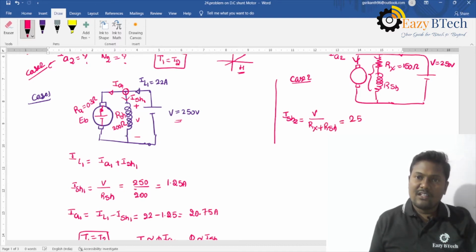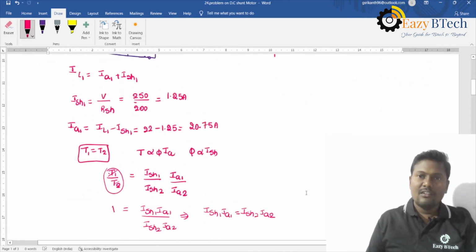V is 250 divided by RX is 150, and RSH is 200. So 250 divided by 350, that should be equal to 0.7142 amperes. Substitute here.